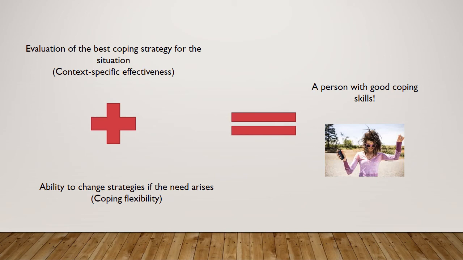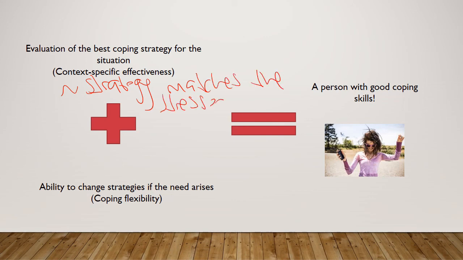So we also need to know about context-specific effectiveness and coping flexibility. So context-specific effectiveness is how well the strategy that you've chosen matches the stressor. So if your strategy matches the stressor well, then you're less likely to, of course, be stressed, okay? If your strategy doesn't actually match the stressor, then it's actually going to increase your stress levels, and that's when you might kind of need to use coping flexibility. So coping flexibility is changing the strategies if the need arises.